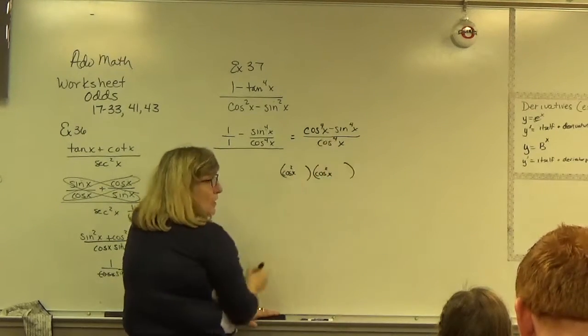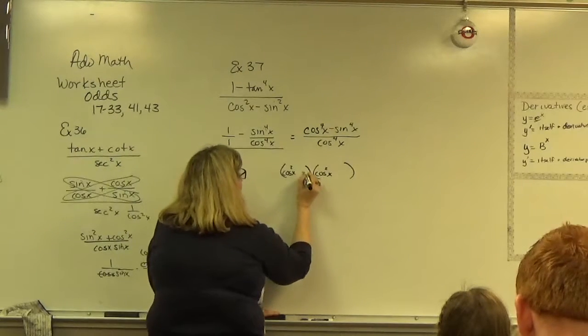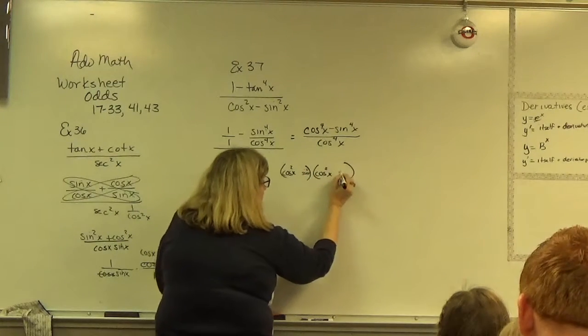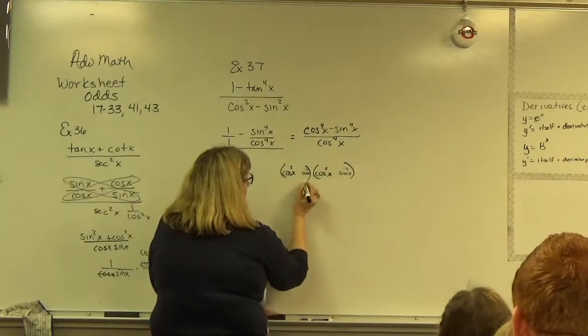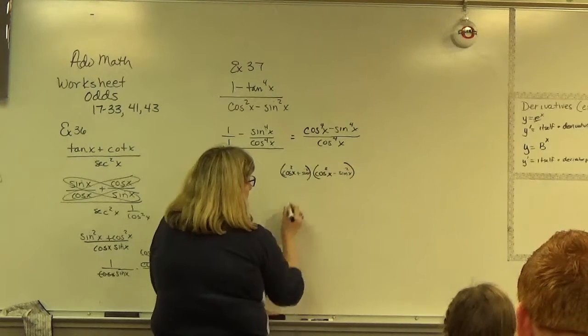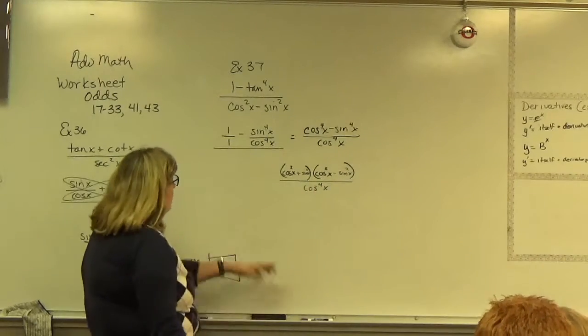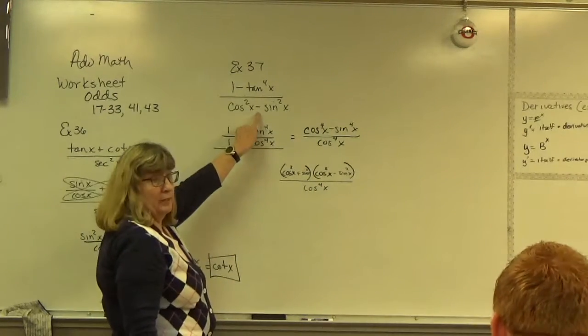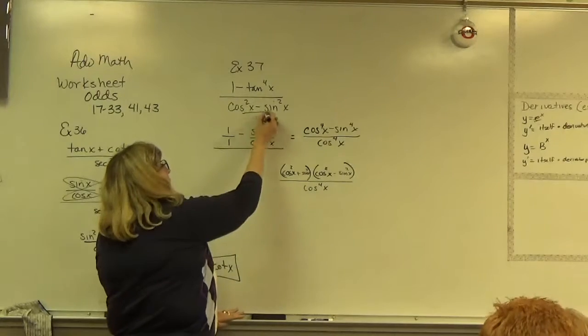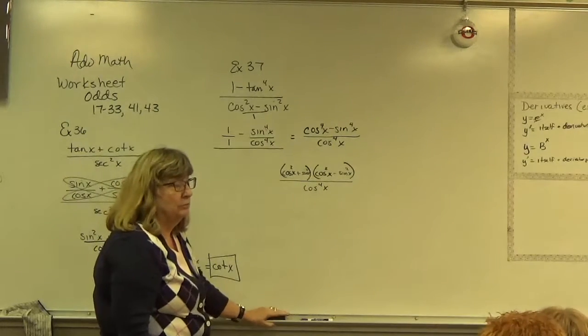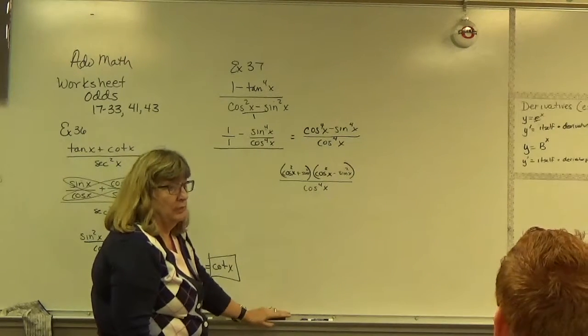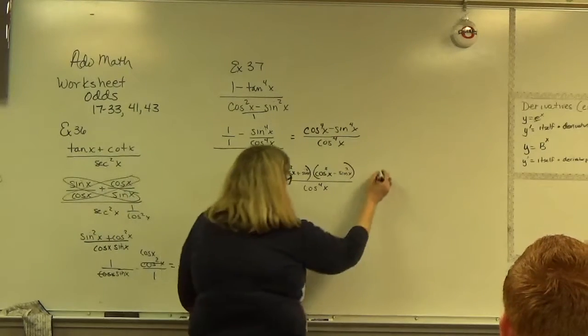What times what gives you sine to the fourth? And I'm running sine squared, right? One's positive, one's negative, over cosine to the fourth. And it's being divided by this thing up here, right? And that's over 1. When you divide, what do you do? Invert and multiply.